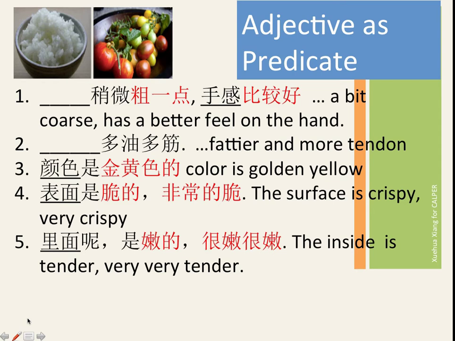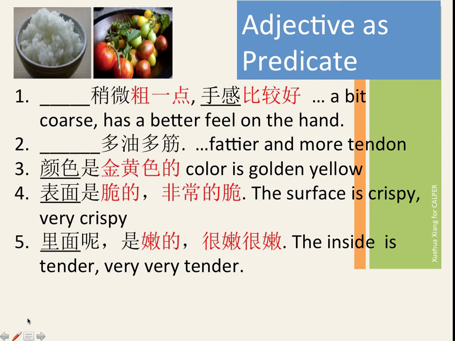A third chunk of adjectives working as predicates, these have to do with 是什么什么, for example, the color is golden or the surface is crispy. How do we talk about these? So number 1, something 稍微粗一点. This is talking about the sea salt being a little bit coarser than usual. 稍微 a little bit, 粗一点. Coarser a little bit. 手感 means the feel to the hand when you touch it. 比较好 relatively good. So the salt is relatively coarser and also feels good on the hand.